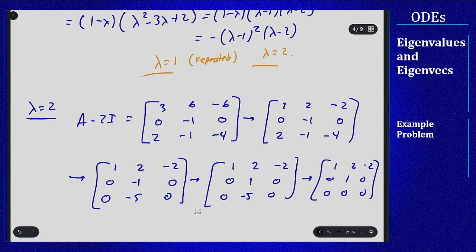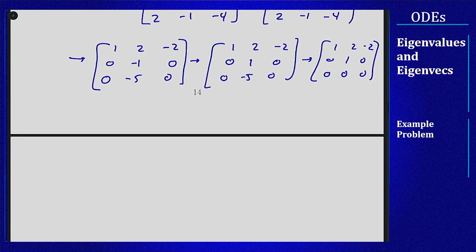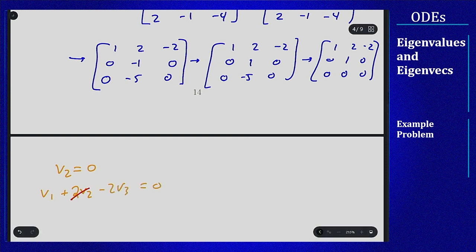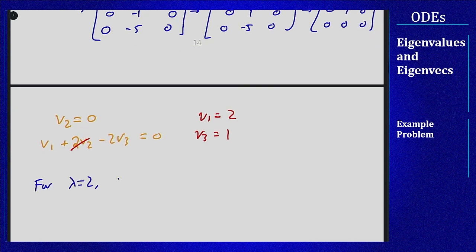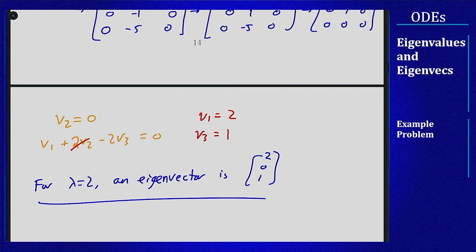So in equations, what did this say? Well, this says that v2 equals 0, and then v1 plus 2v2 minus 2v3 equals 0. So v2 is 0, this term is gone, and v1 minus 2v3 is 0, which I can do by picking v1 equals 2 and v3 equals 1. That'll make that go to 0. And so for this eigenvalue of 2, an eigenvector is (2, 0, 1).